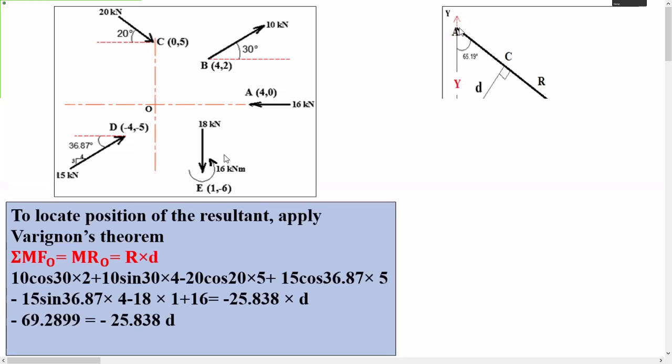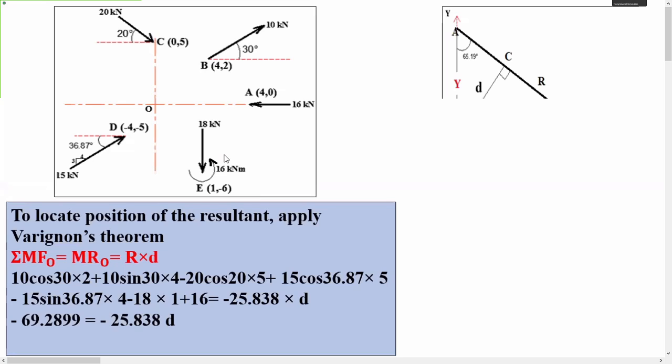The x-intercept is found out to be, this is the formula you are going to use. X-intercept is given by summation of moment about O divided by summation of F of y. Similarly, y-intercept is also given by summation of moment about O divided by summation of F of x. Just find out this one.